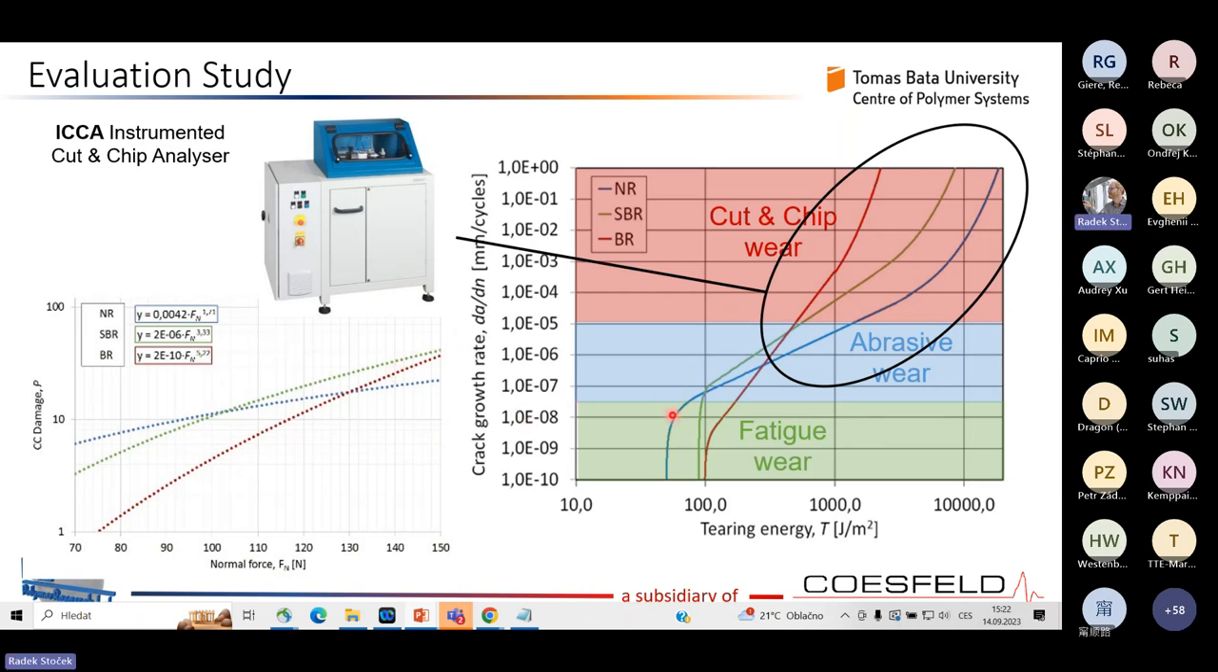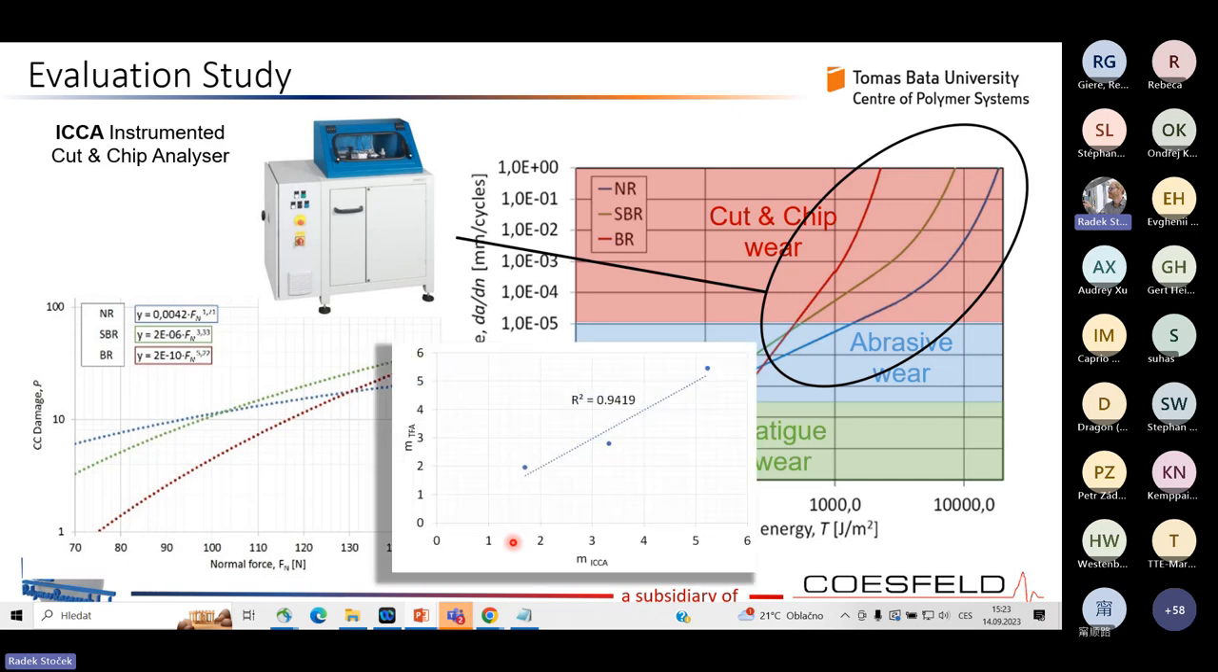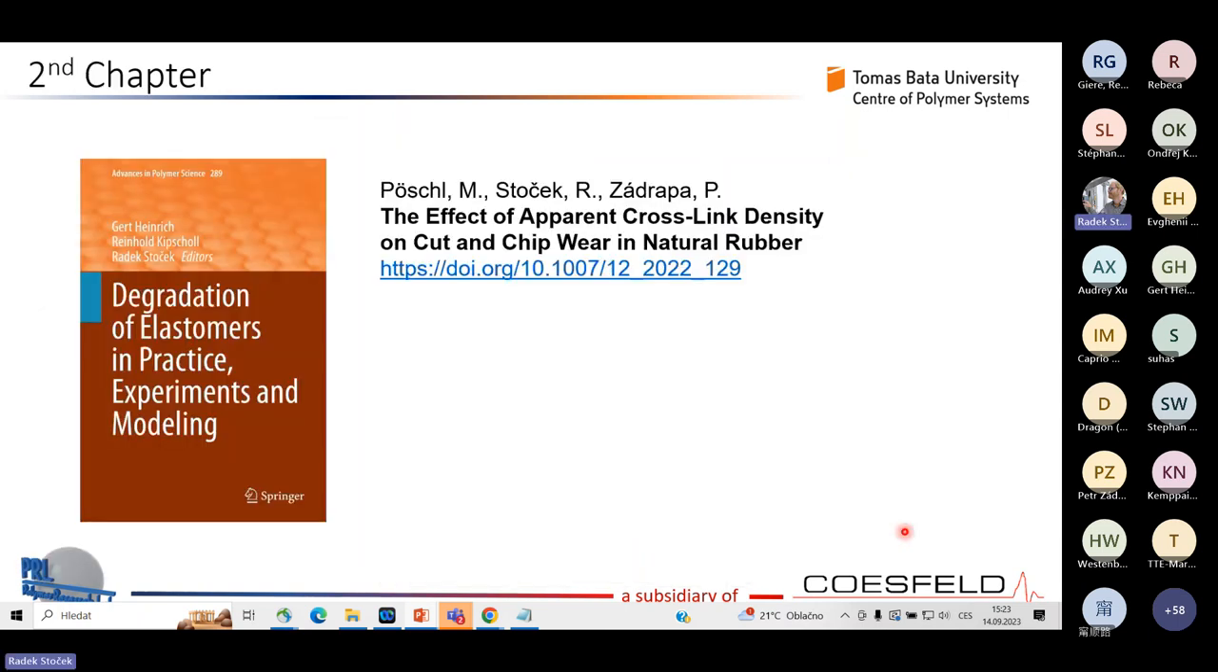And when we now observe the slopes of these curves, I will present the relation where we have on the x-axis the slopes of the curve from the cut-in chip analyzer and on the y-axis the slopes from the tyre and fatigue analyzer. We got a relation of 94%. It's more or less identical, what we have from cut-in chip and what we have here. So exactly everything is matching well, and the data nicely corresponds and shows what we need to measure. So that's amazing. Okay, so that was the outcome of this first chapter.